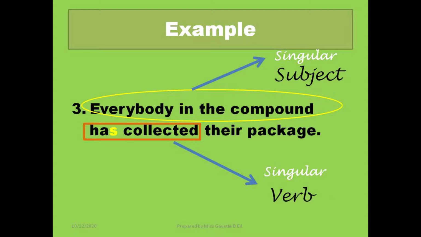Similarly, we have another example. Everybody in the compound, the subject of the sentence, has collected their package. Has collected is the verb in its singular form, and it comes after the singular subject, everybody. And in this case, we have the complete subject circled, so it is everybody in the compound.